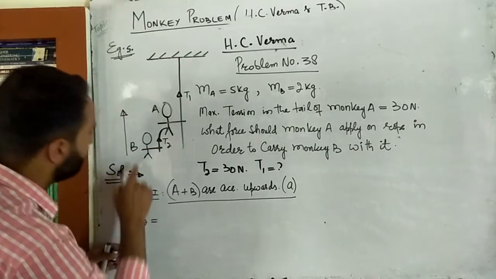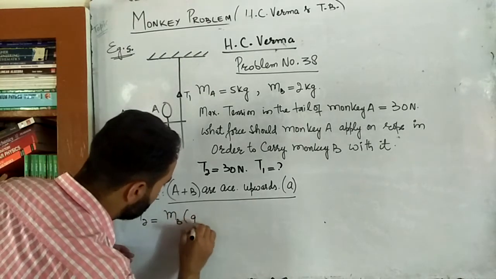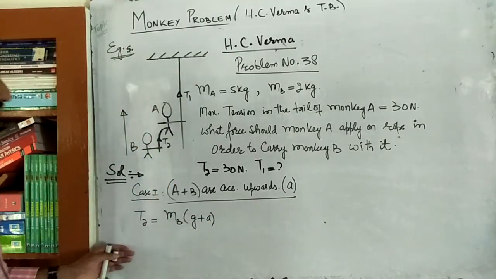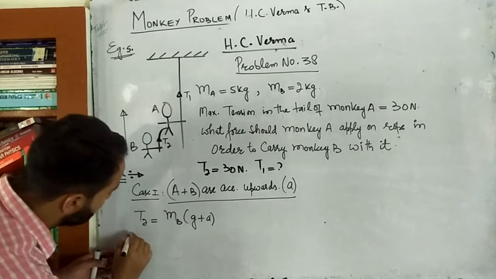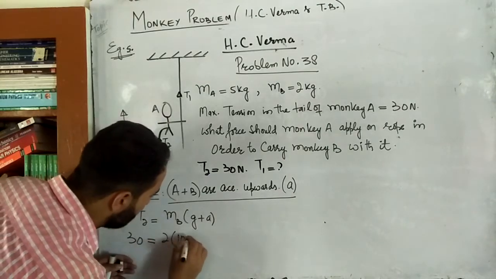T2 will be equal to the mass of B, contributed with the mass that is below. So MB multiplied by G plus A. Okay? So T2, we know, is equal to the maximum tension, that's equal to 30 Newton. Now what is the mass of B? So that's equal to 2 multiplied by 10 plus A.